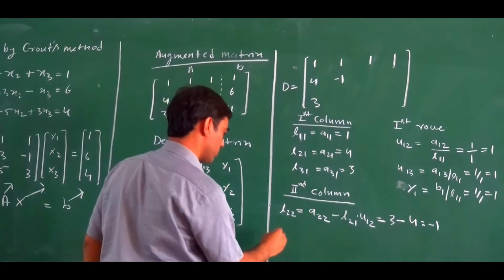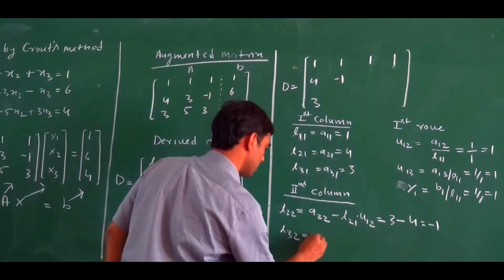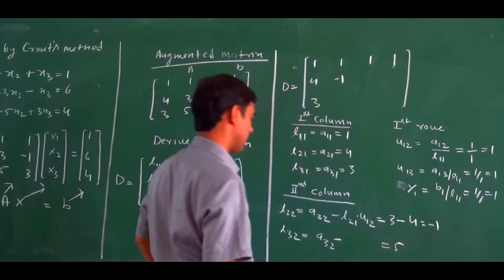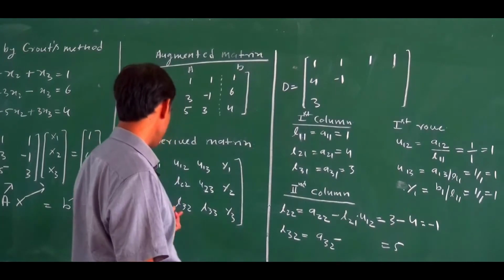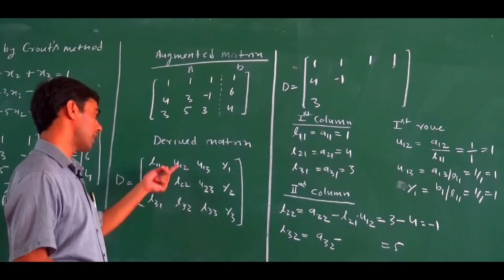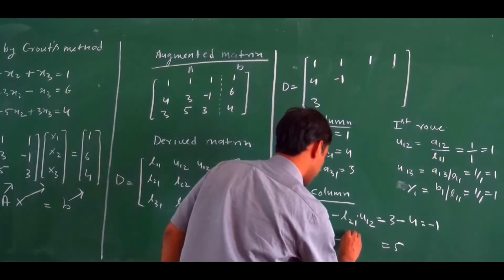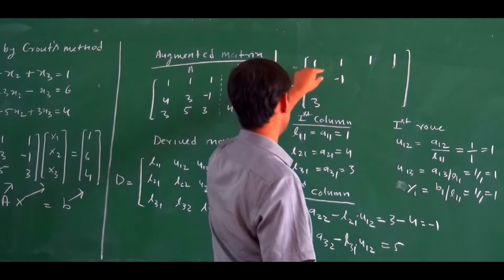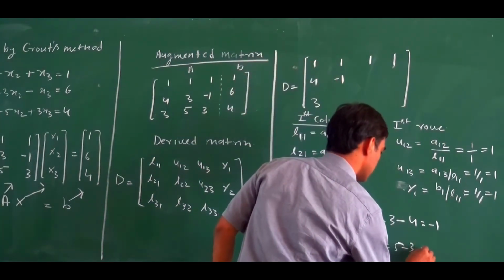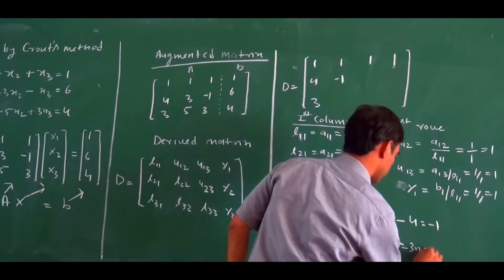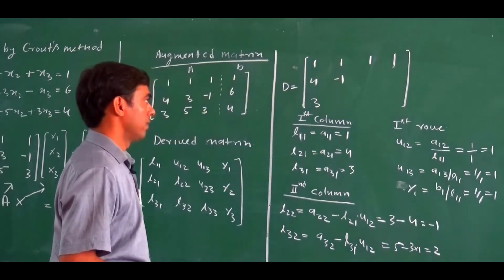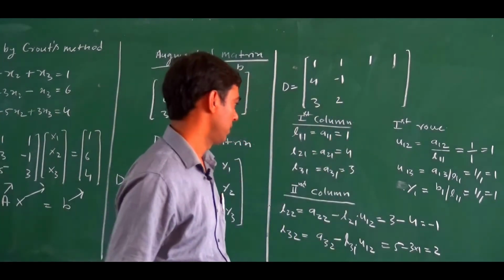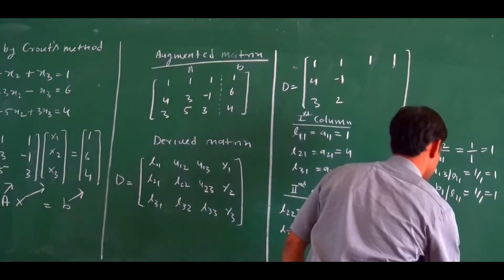Now, similarly, how do we find L32? L32 is A32, which equals 5, then minus the inner product of the corresponding row and column values: L31 into U12. The value of L31 is 3, and U12 is 1. So 5 minus 3 into 1, and this equals 2. Now we are able to find the values of the second column. This becomes 2. Now, the remaining values of the second row.